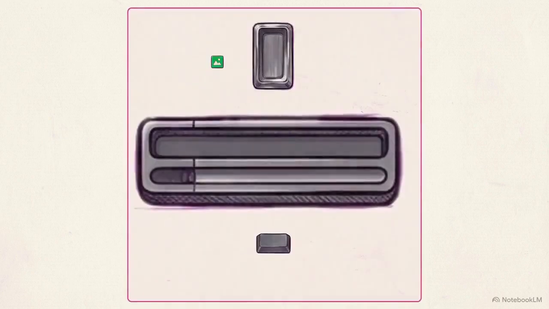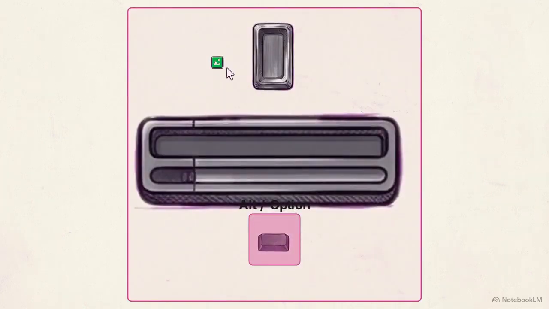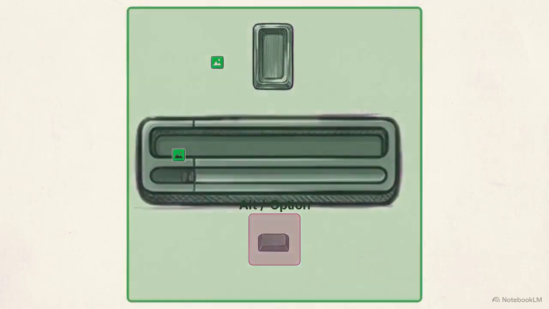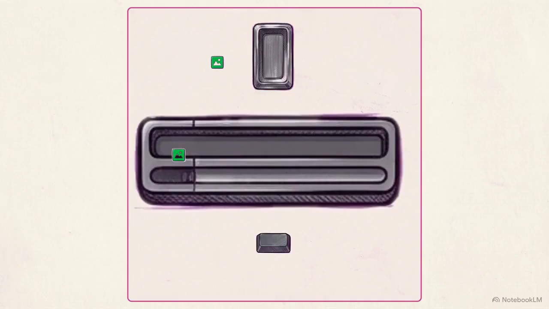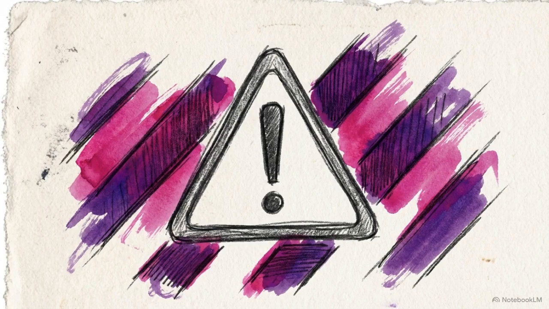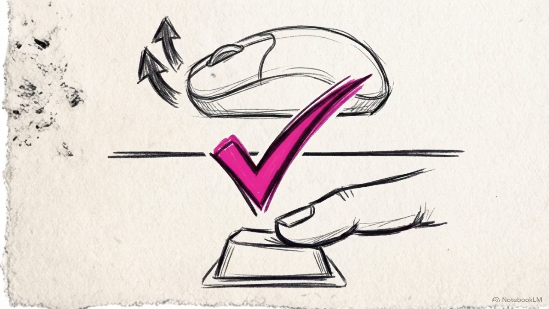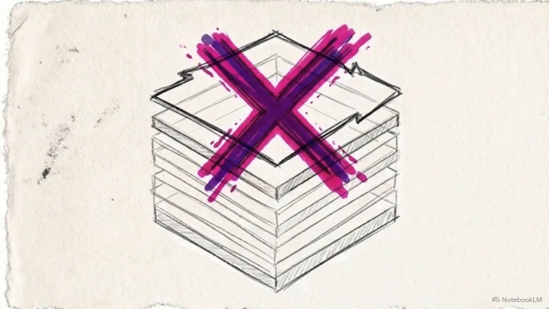Hold down the Alt key on Windows or the Option key on a Mac. While holding it, click and drag your new asset from the project panel and drop it directly onto the highlighted layer in your timeline. Look at this warning graphic on screen because the physical sequence here is critical. You must release your mouse button before you release the modifier key. If you let go of the key first, you will just drop a new layer on top of your stack instead of replacing the source.